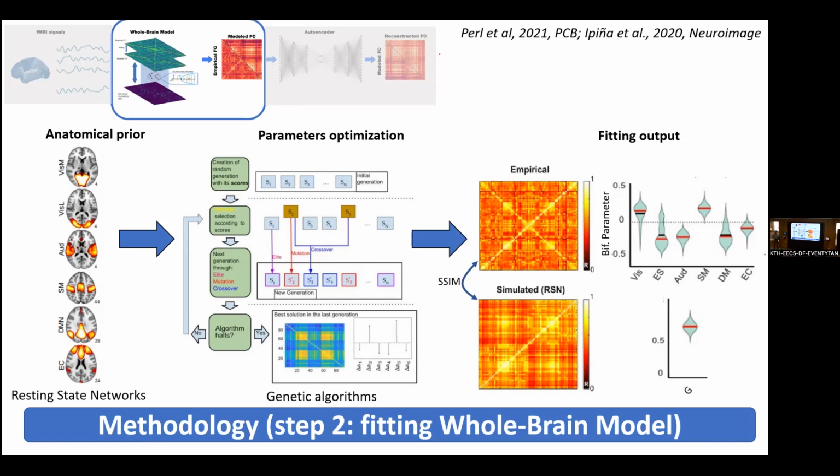So this index combines two of the most typical metrics that are used, that is the distance and the correlation. Somehow it's like combining the distance and the correlation between these two matrices in one index. So at the end of the day, the output of our model will be 7 optimized parameters, 1 for each of the 6 networks that we are considering, and 1 is the coupling strength parameter.